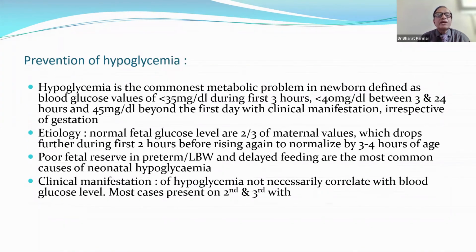Prevention of hypoglycemia is another important component of essential newborn care. Hypoglycemia is the commonest metabolic problem in newborns, defined as a blood glucose value less than 35 milligram per dl during the first 3 hours, less than 40 milligram per dl between 3 and 24 hours, and less than 45 milligram per dl beyond the first day, with clinical manifestations, irrespective of gestation.